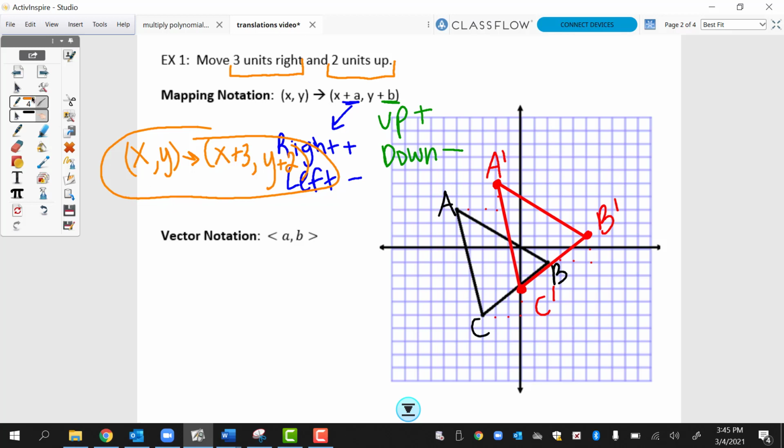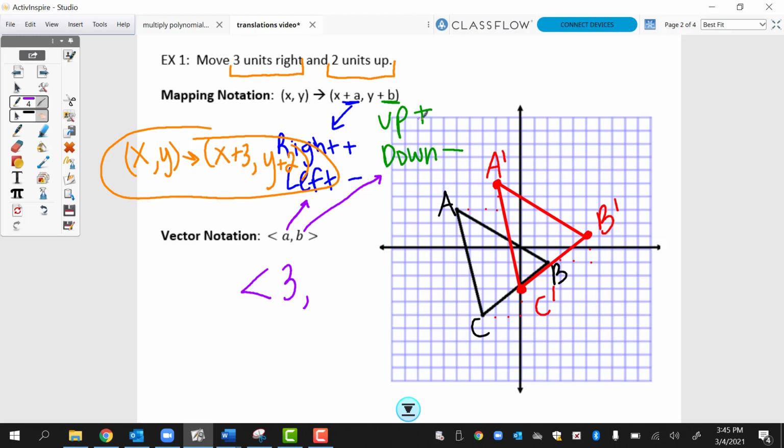For vector notation, it's pretty much the same thing. It's just instead of writing all the X's and Y's and the arrow and the parentheses, we're going to use these pointy parentheses, and you just put the right left number first and the up down number second. So we said 3 to the right means a positive 3. So I use my pointy parentheses and put my positive 3 first. I don't have to put a plus 3 when I'm doing vector notation. If it's a positive number, just leave it.